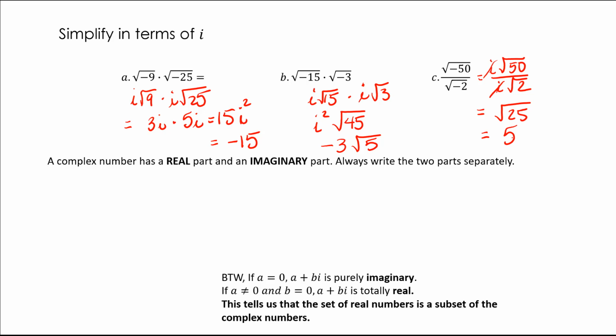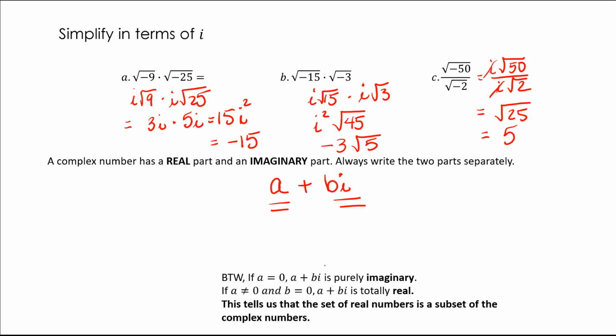So a complex number has a real part and an imaginary part. When we write a complex number, it will have a real part, we'll call that a, and it will have an imaginary part, we'll call that b times i. And whenever we write them, you should always write the two parts completely separately, the real part first, the imaginary part second.